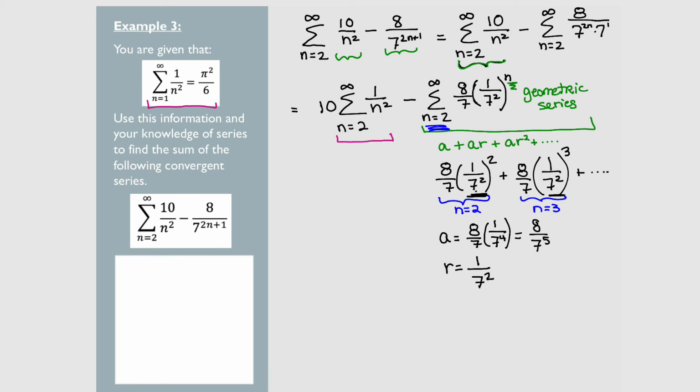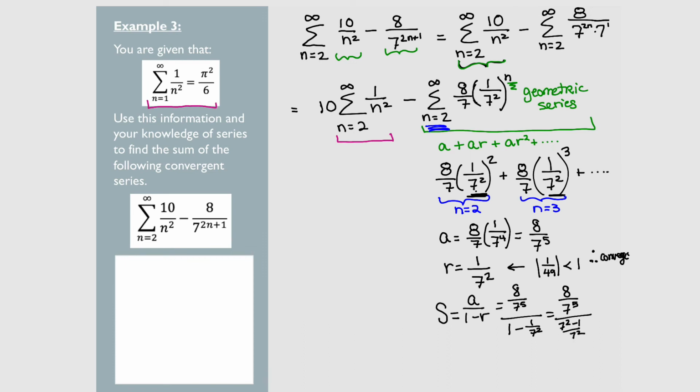All right, so now I notice that my r value is 1 over 7 squared, or 1 over 49, and that definitely is less than 1, so I know my series converges, so that's good. And then I have to find the sum, and the formula for the sum is a over 1 minus r, or specifically 8 over 7 to the fifth, divided by 1 minus 1 over 7 squared. I'm keeping them this way because these numbers are huge, right? That's 8 over 7 to the fifth, and then I have 7 squared minus 1 over 7 squared.